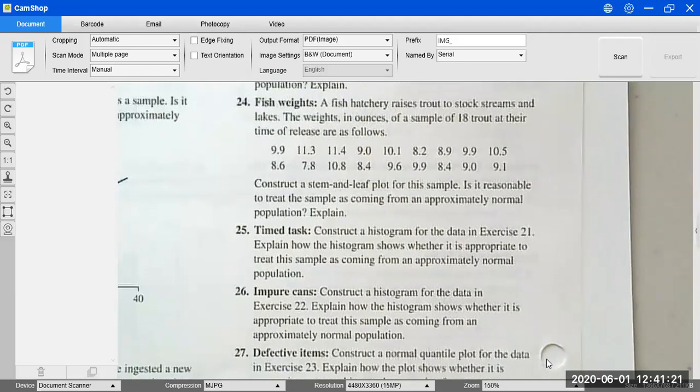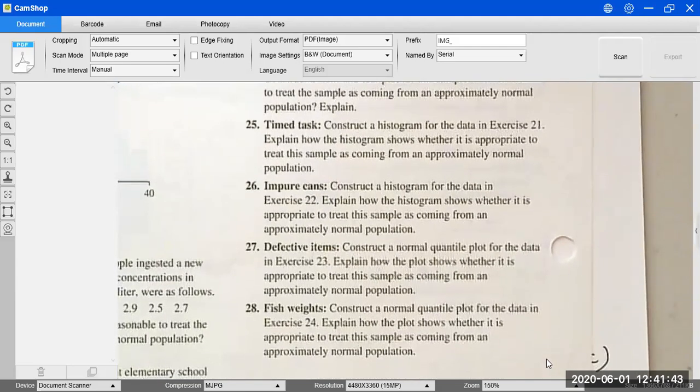So the data set is here. It's a fish hatchery that raises trout to stock streams and lakes. You get the weights in ounces, and those are the values. So you only need the data sets. You don't do anything else. You go and work problem 28 with the data set. You're going to construct a normal quantile plot for the data in exercise 24. And then the same question: you're going to decide whether that sample is coming from a normally distributed population.